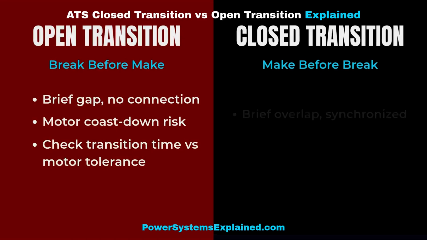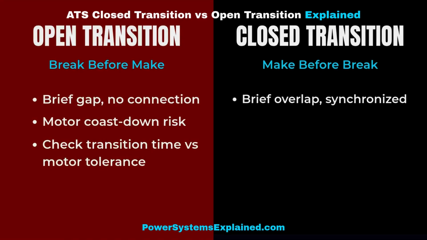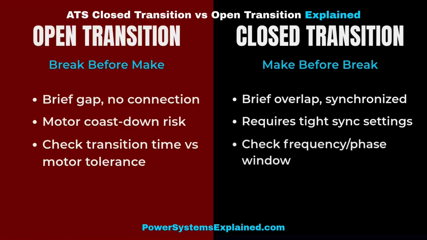Not a generic number. Closed transition briefly connects both sources at the same time, synchronized, before disconnecting the first one. No gap at all. This is what you want for sensitive or motor-heavy loads, because there is no coast down, no re-energizing surprise. But here is the check most people skip. Closed transition requires the generator to be synchronized with the utility first, matching frequency, voltage, and phase. Before that brief overlap happens, if your generator synchronization settings are off, even slightly, that overlap moment becomes the failure point instead of the fix. I check the sync settings on the ATS controller and confirm frequency and phase angle windows are tight before I trust a closed transition system on a live site.